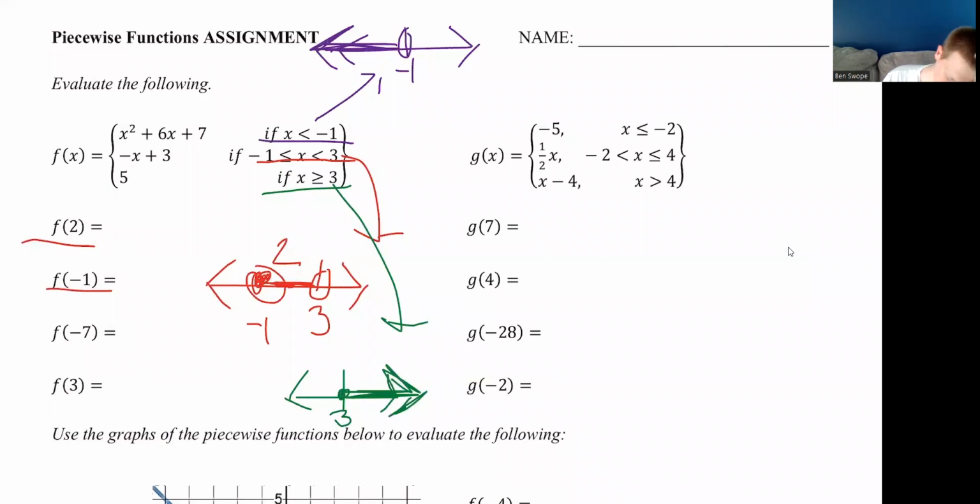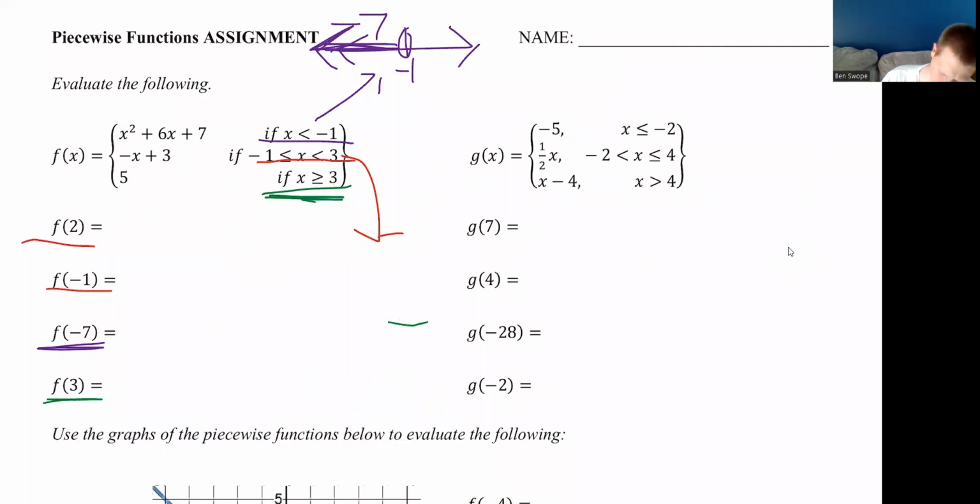-7 would be this first one, to the left of -1, so -7 is going to be in the top, the purple one. And then I'm assuming this green one's the bottom one because we haven't used it. Yep, 3 is included on this bottom one, not the red one, so that'll be our green function. I'm going to erase these number lines. You could always go back in the video if you need to see them, just so I have a little more space to work and it's less cluttered. All right, let's use a neutral color.